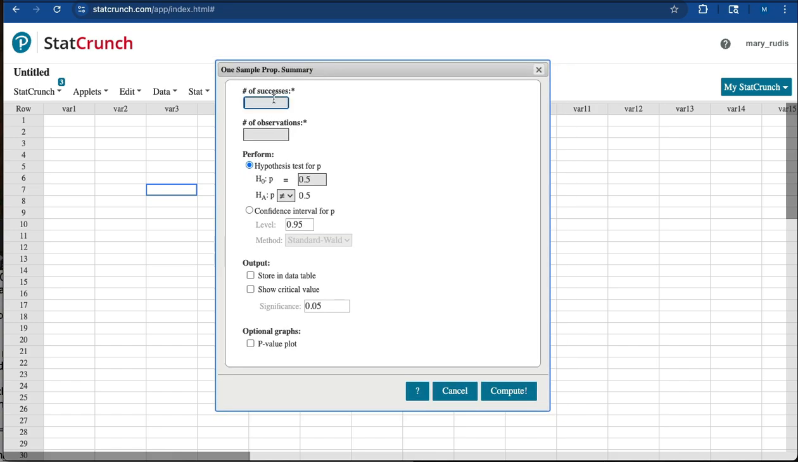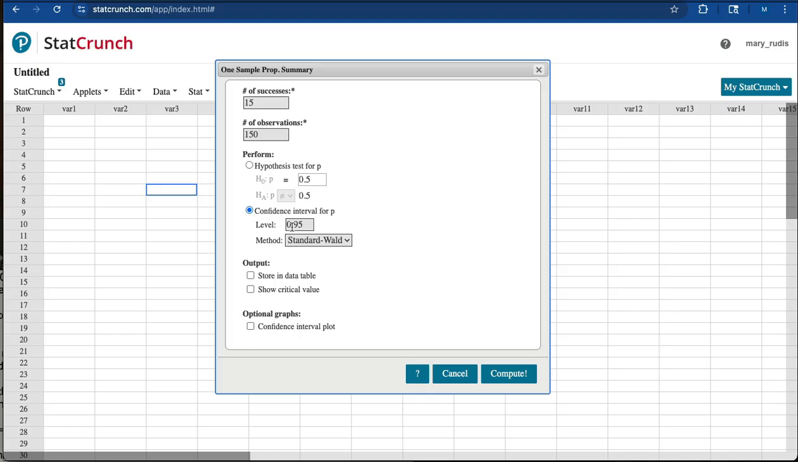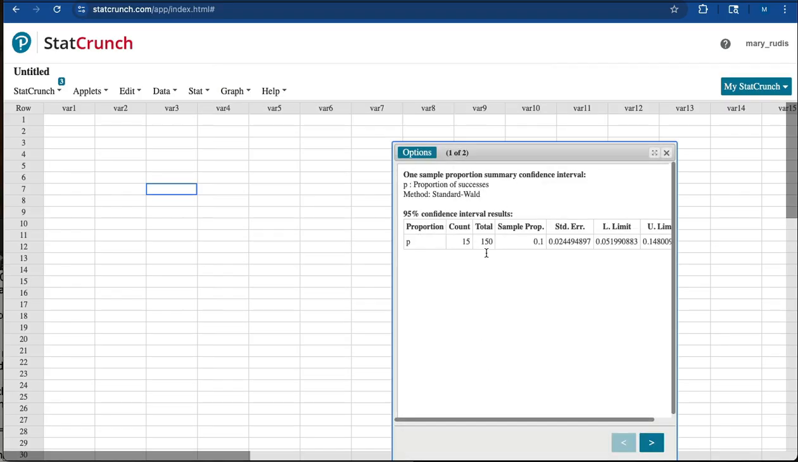All right. So our number of successes is 15. Our number of observations is 150. And we're doing a confidence interval, and it's 0.95, which is 95%. And then the method is called standard Wald. All right, and I'm going to make a confidence interval plot so that we can talk about what the result is when we see it. So I'm going to hit compute.